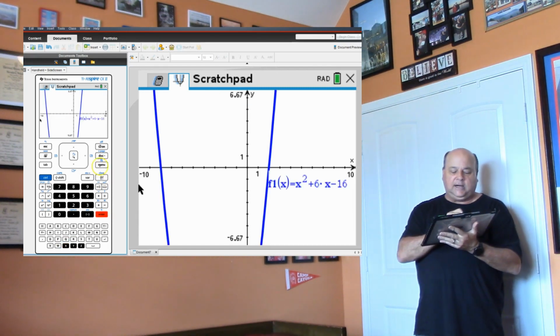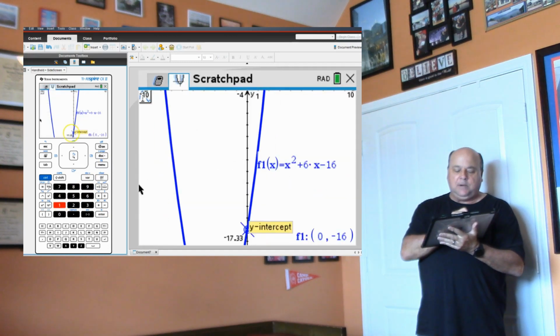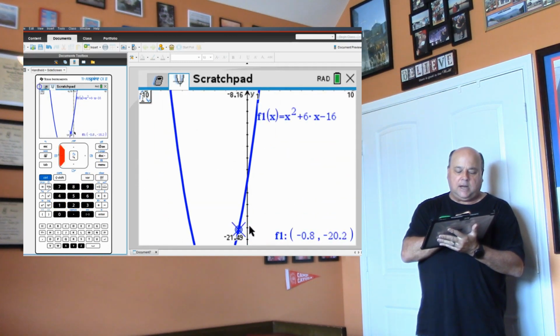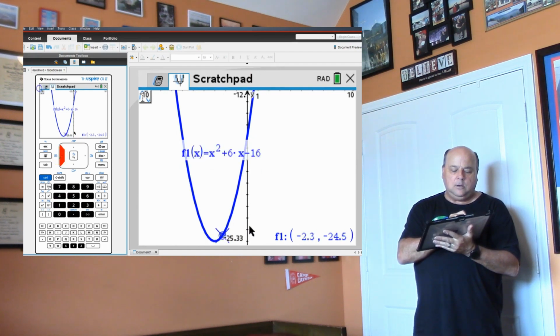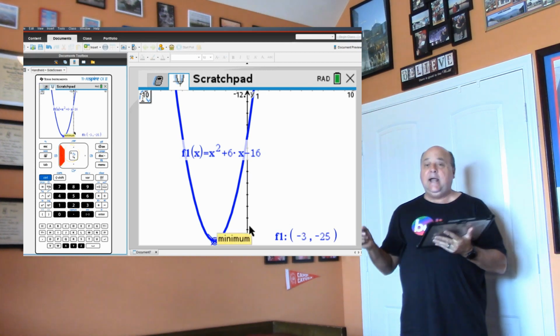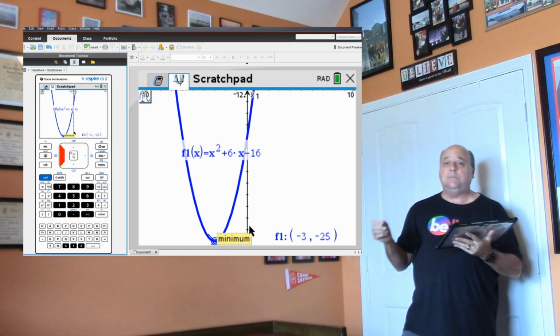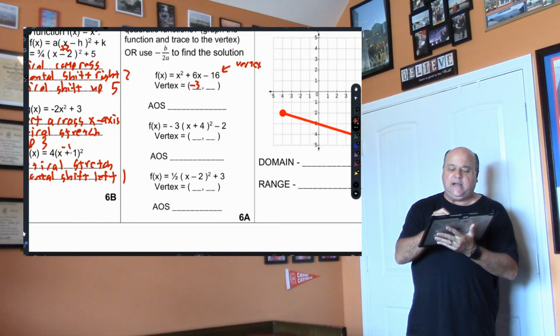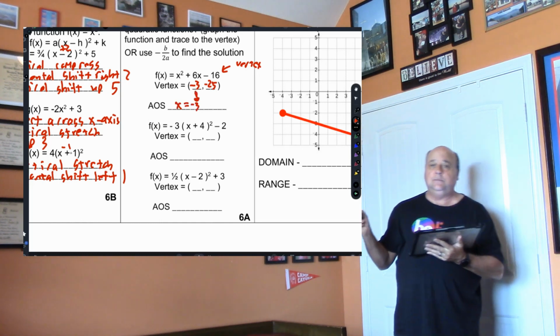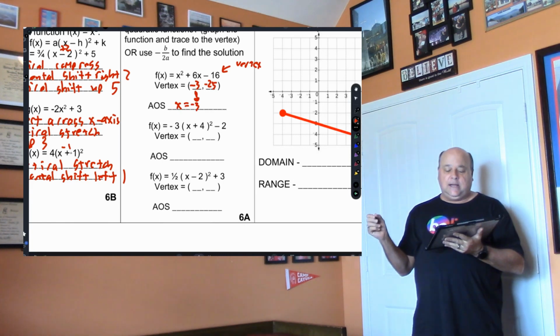I want the vertex. So menu 5-1, I'm going to hit the left arrow button to get to the bottom. And I'm at the bottom. Bam. At negative 3, negative 25 is my vertex. So my vertex is negative 3, negative 25. And remember, the x of the vertex is the axis of symmetry. Don't ever forget that, okay?